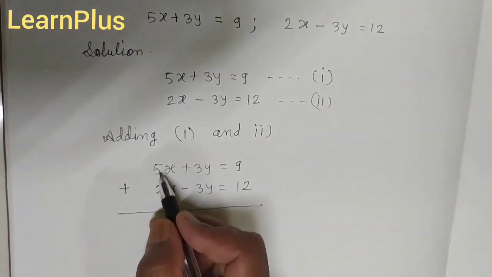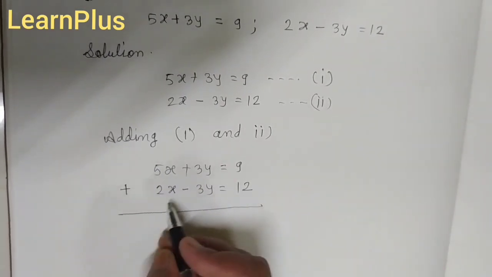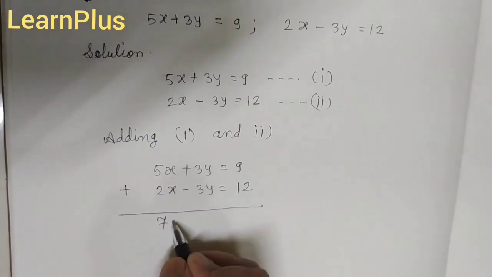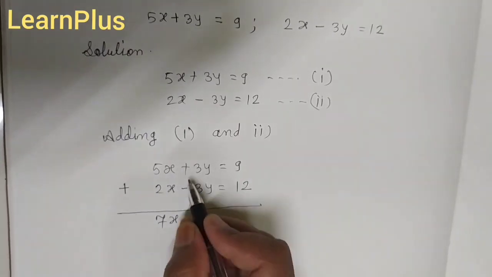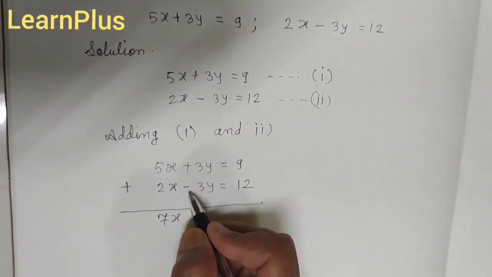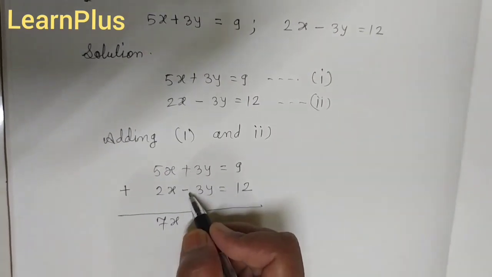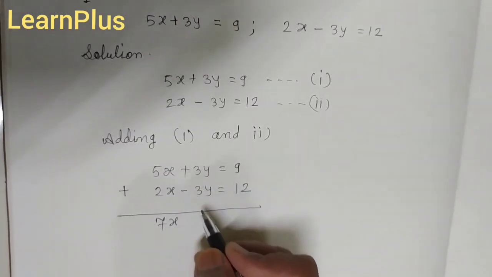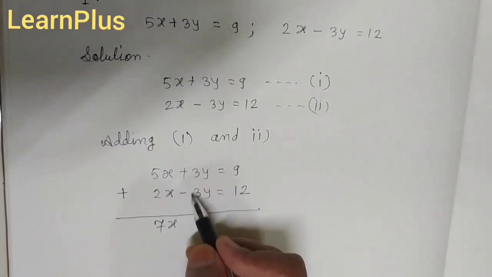Means 5 plus, you have to add the coefficients. Means 5 plus 2, 7. x you have to write here. Then here plus minus. Suppose there are two different signs, then we have to subtract. Means plus minus, minus.